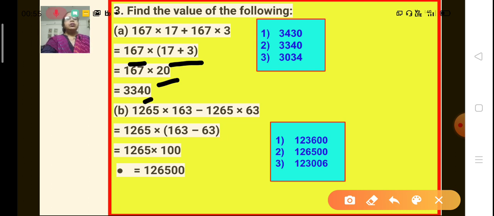So where is this option? Here we have 3 options in this box. So which is the option? Second option is the right answer.